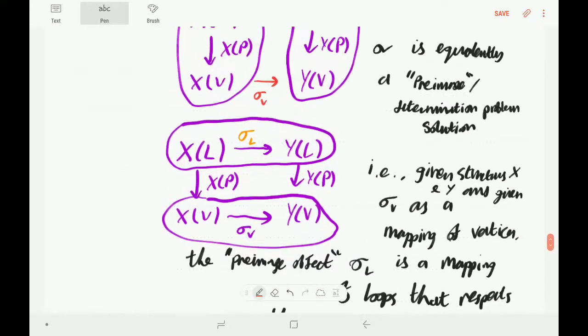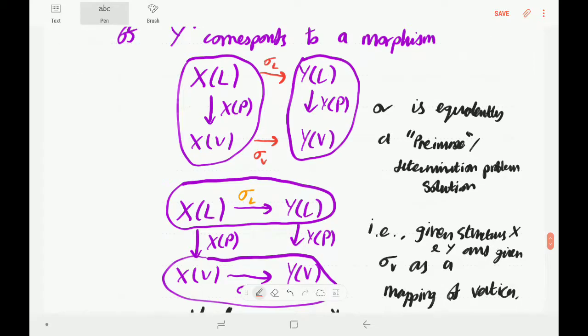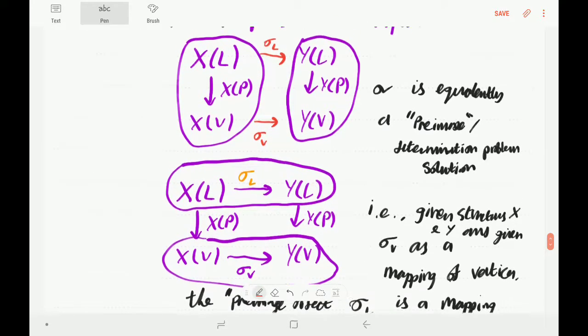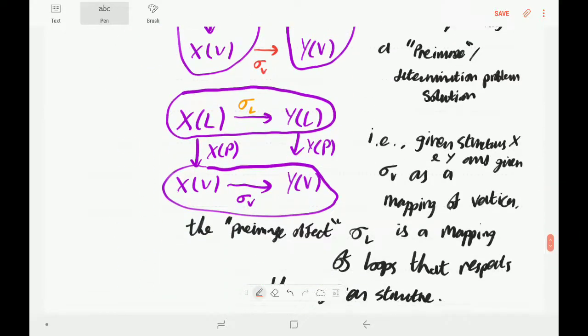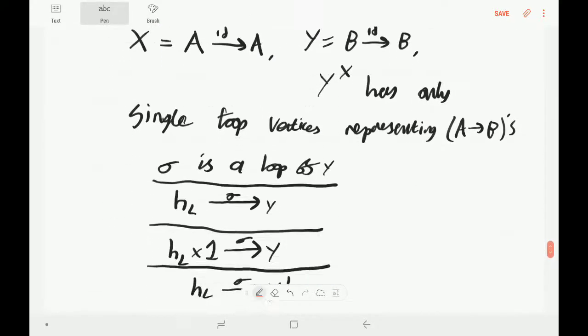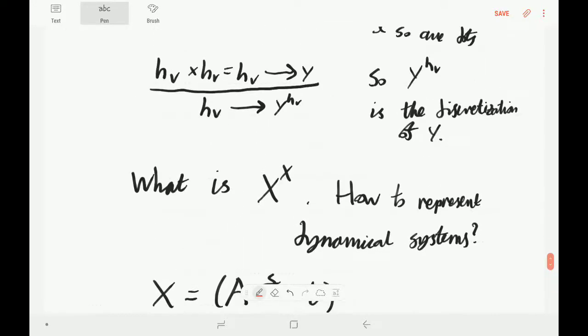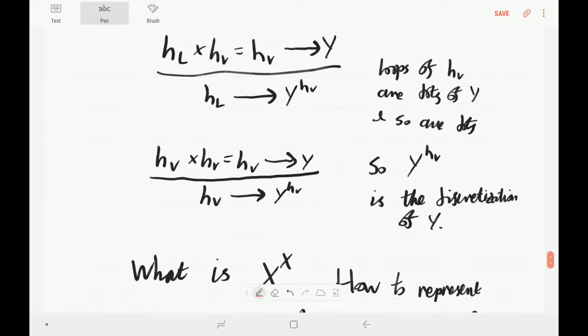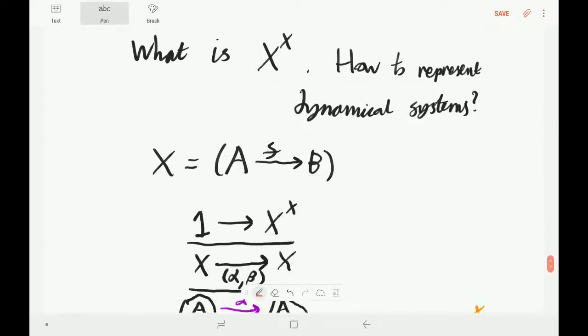I also think, this is a bit confusing, I might be wrong about this, but I also think that when x and y are both discrete, then x to the power of y, or y to the power of x, I should say, is also discrete. I think it all just acts like set in that case.